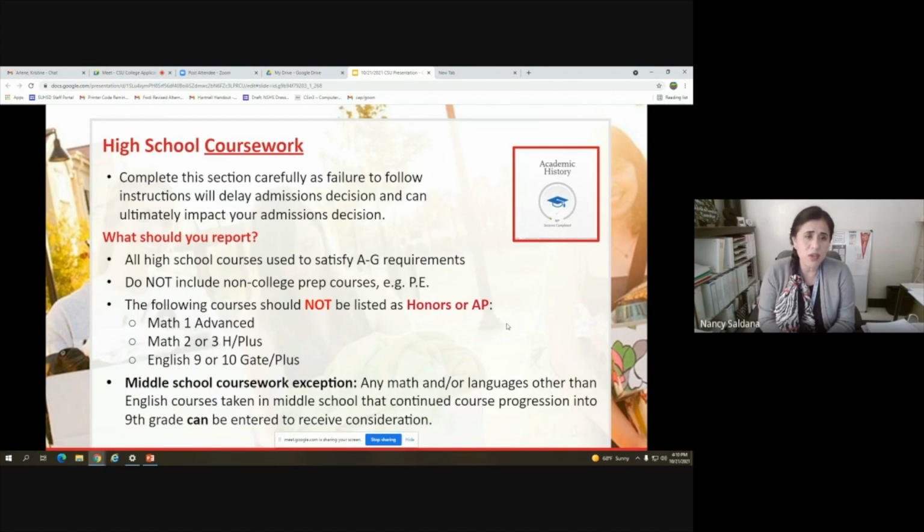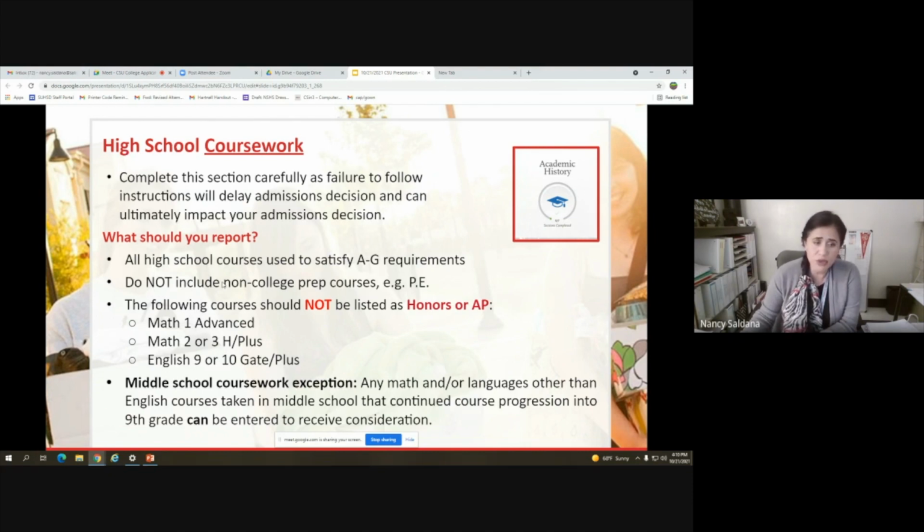High school coursework. So again, once you have identified all of the high schools that you've attended, you are then going to list all of the coursework, all of the A through G courses that you have completed throughout your high school lifetime. So again, all high school courses used to satisfy the A through G requirements will be listed on your high school coursework.